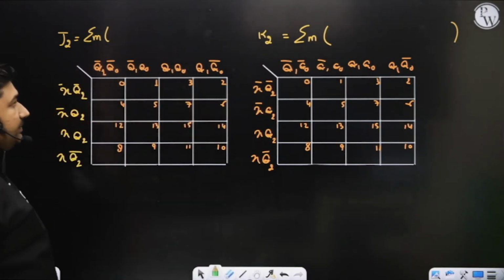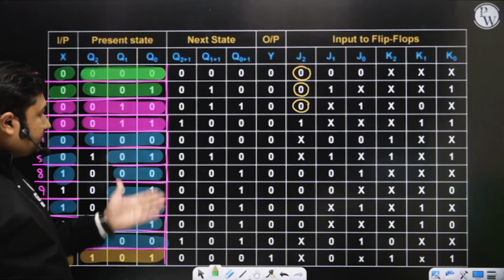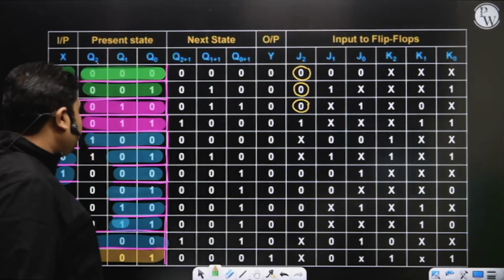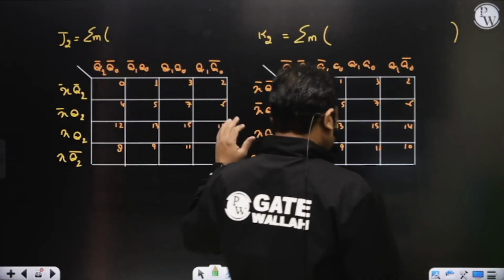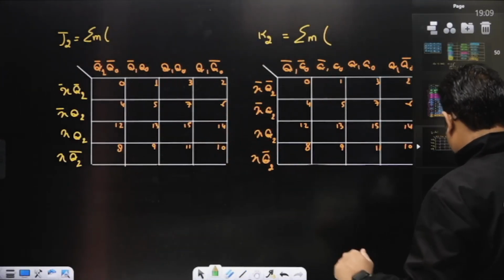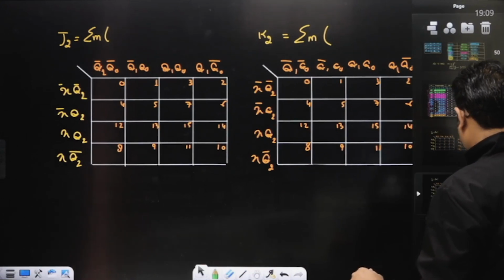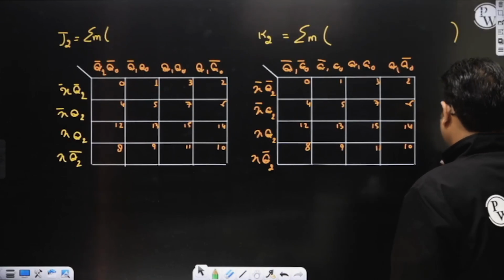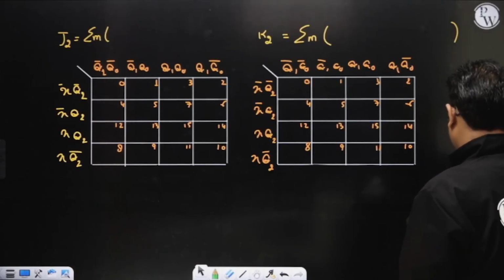Now please observe here. We are getting 0, 0, 0. Let me copy that part, so we need not design it again and again.